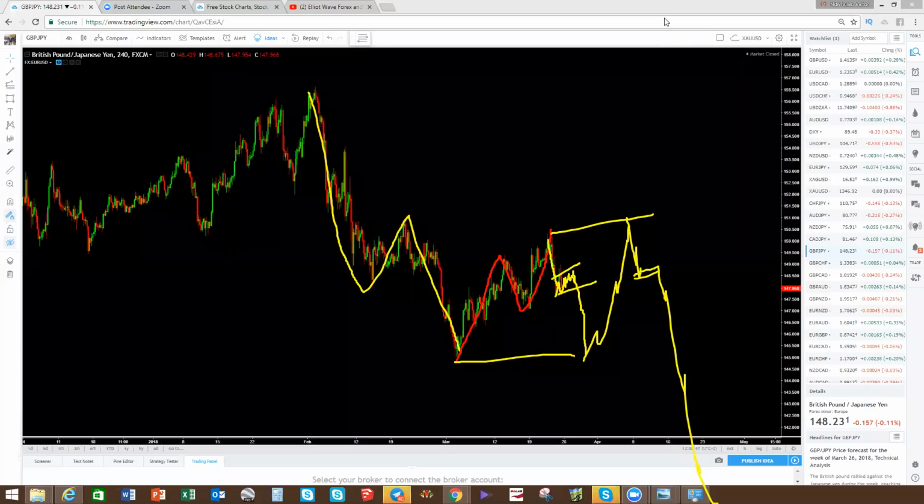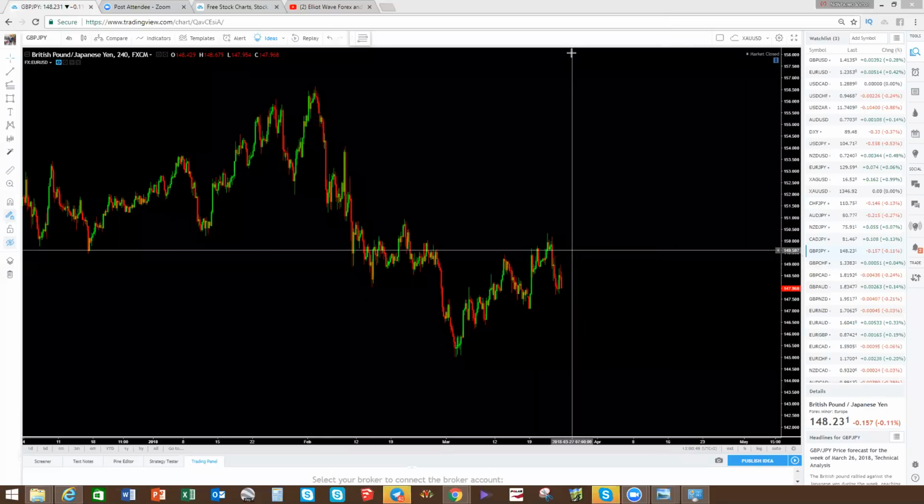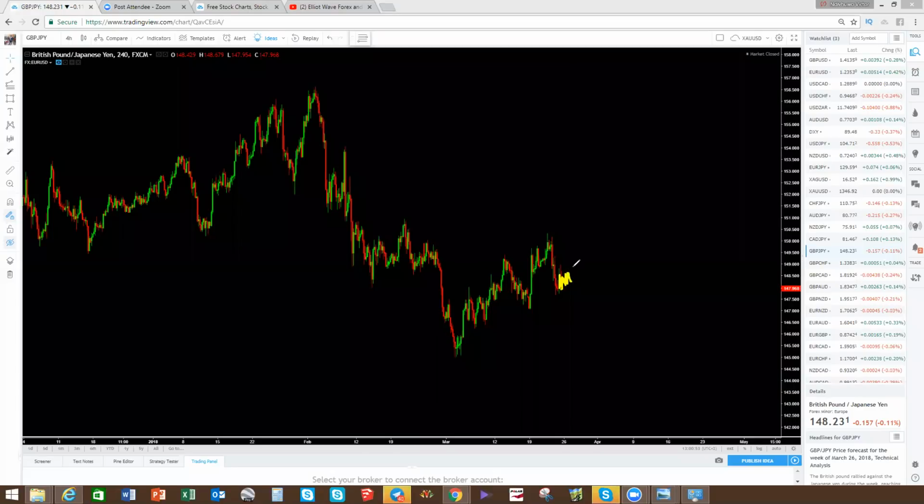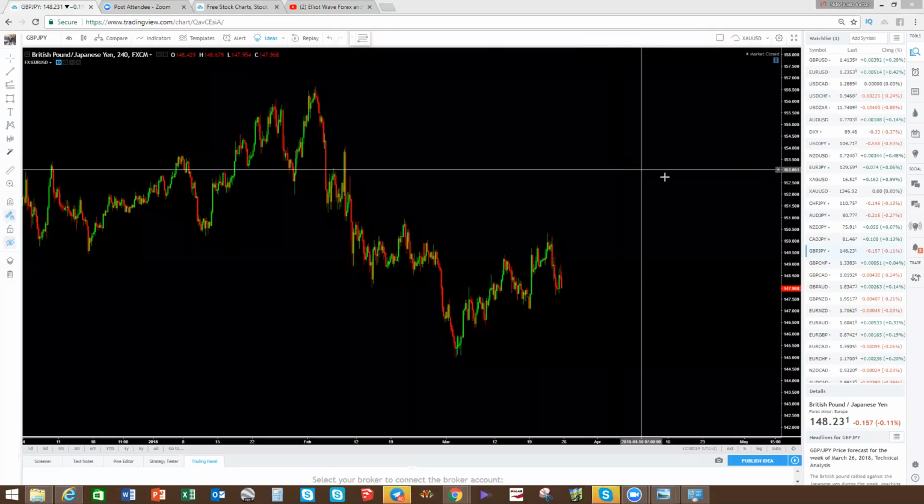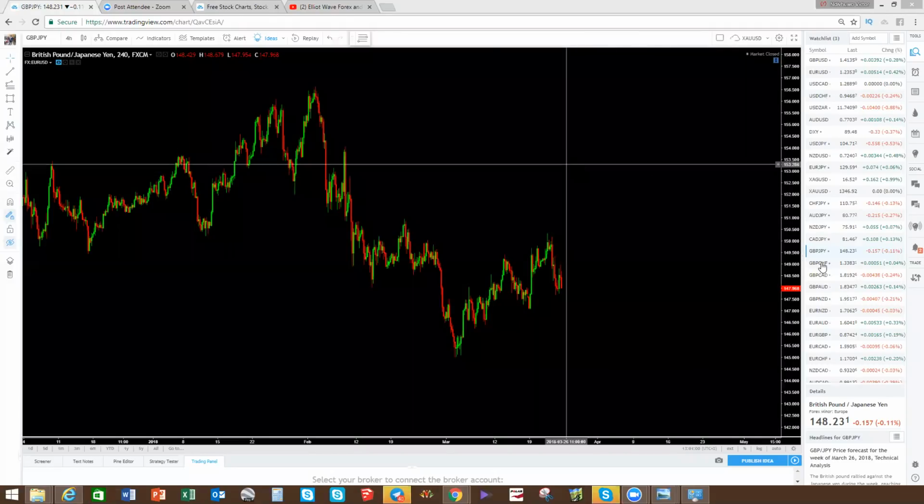So simple like that. So in the next week, wait for this correction. Look out for this correction. If it breaks down, you're in the trade, minimum this level. That's pound JPY. Let's do the rest of the pound pairs.